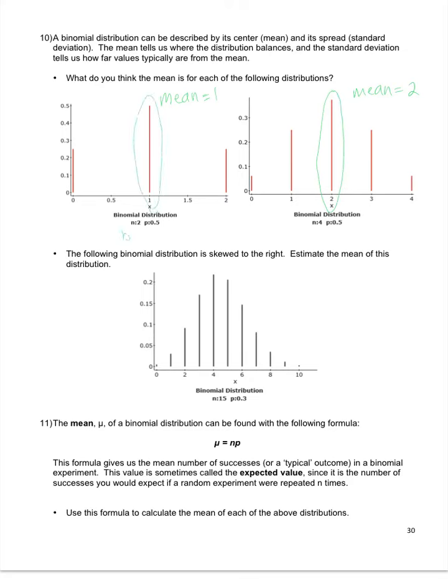Again, just notation, just good review. This is a binomial distribution when you have 2 trials. Probability of success is 0.5. And here, this is the binomial distribution with 4 trials. Probability of success, 0.5.